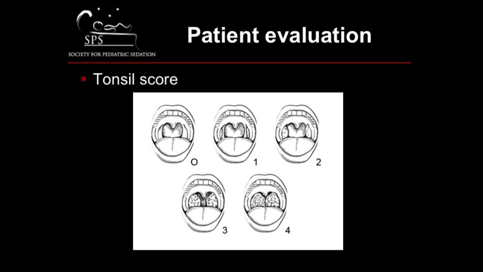Another important consideration, especially in children, is the tonsil score. We know that increasing tonsil size is associated with an increased risk of airway obstruction and difficulty maintaining a patent natural airway, especially in the supine position. Note that a score of 0 are tonsils that fit within the tonsillar fossa, whereas 4+ tonsils occupy greater than 75% of the space between the tonsillar pillars.